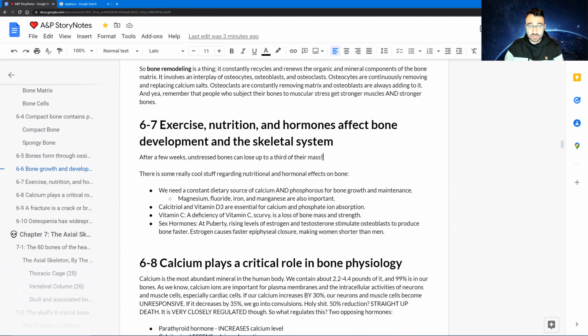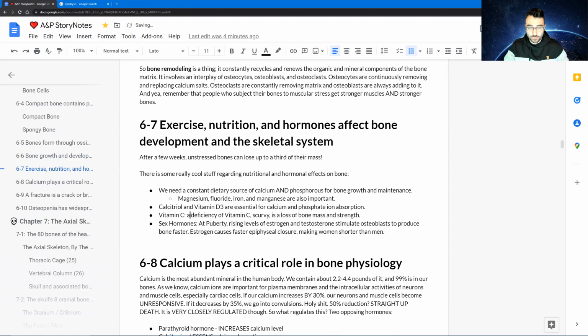We do need a constant dietary source of calcium and phosphorus, those two ions, for bone growth and maintenance. Magnesium, fluoride, iron, and manganese are also important. Calcitriol and vitamin D3 are essential for calcium and phosphate absorption. A deficiency of vitamin C, which is called scurvy, causes a loss of bone mass and strength. And sex hormones at puberty, rising levels of estrogen and testosterone, stimulate osteoblasts to produce bone faster.